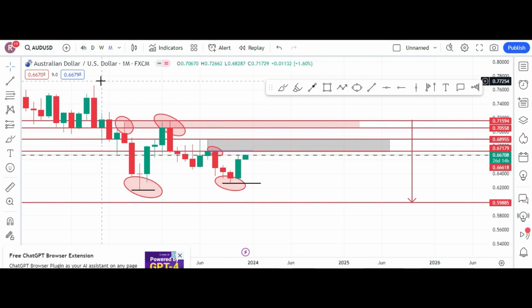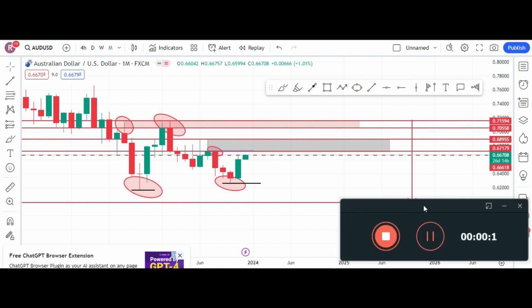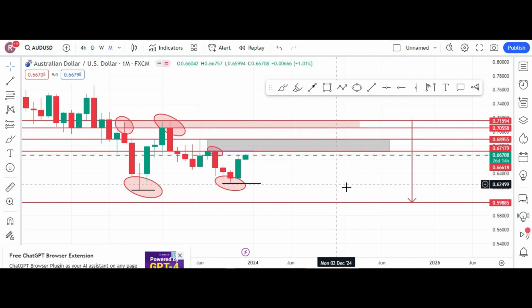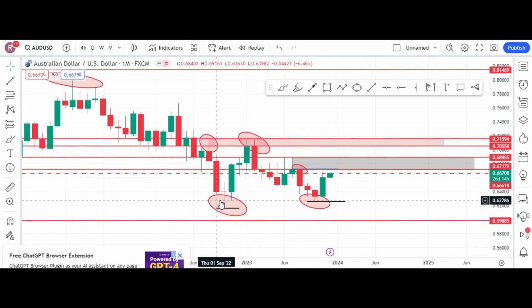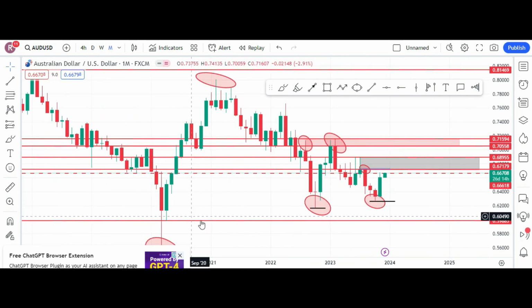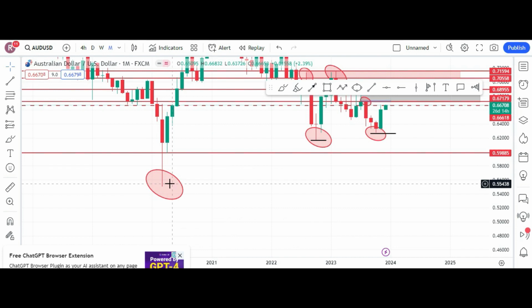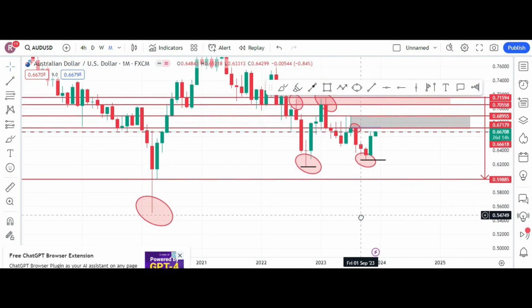Now I am going to analyze AUD USD, Australian dollar US dollar. This is in monthly time frame and you can see a double top was formed in the month. We tried to find the double bottom, but we couldn't, because the double bottom is far on the lower side and it didn't form any double bottom.